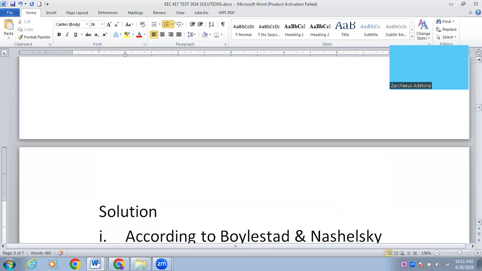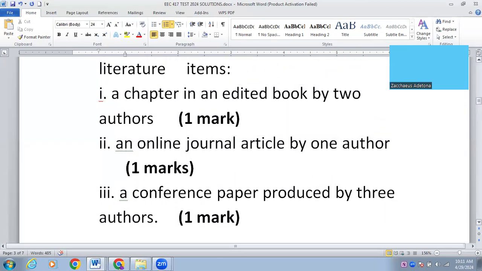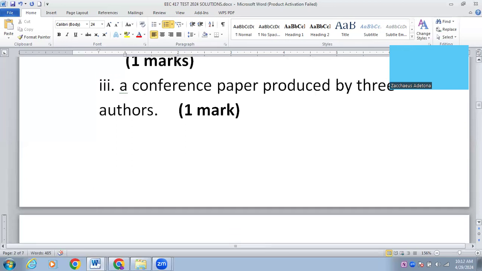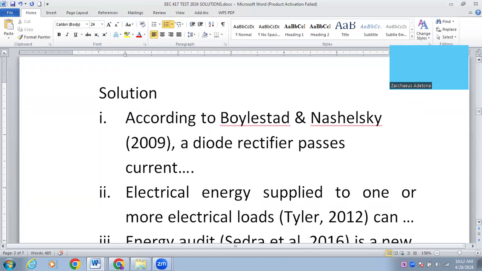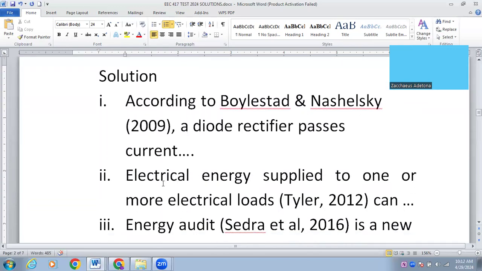The second one, we are told to cite an online journal article by one author. So it's only one person that wrote the journal article. So let's see how to do in-text citation for that also. Number 2, look at it. We made a fictitious statement, electrical energy supply to one or more electrical loads. Then we put Tyler 2012 in brackets. So we are citing on electrical loads, then the statement continues.